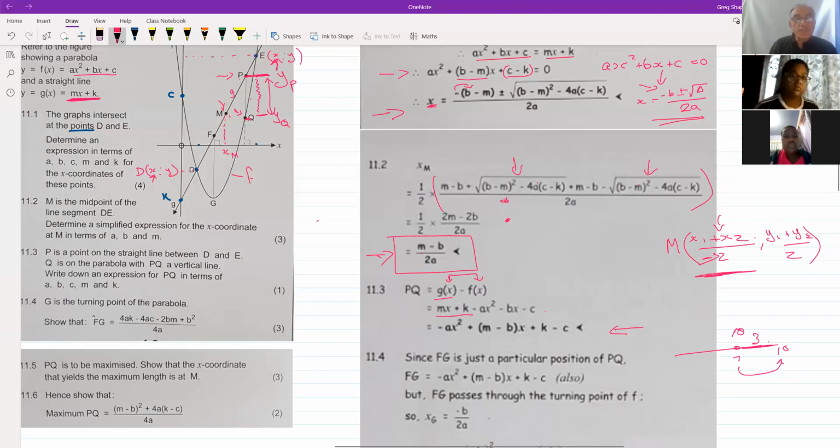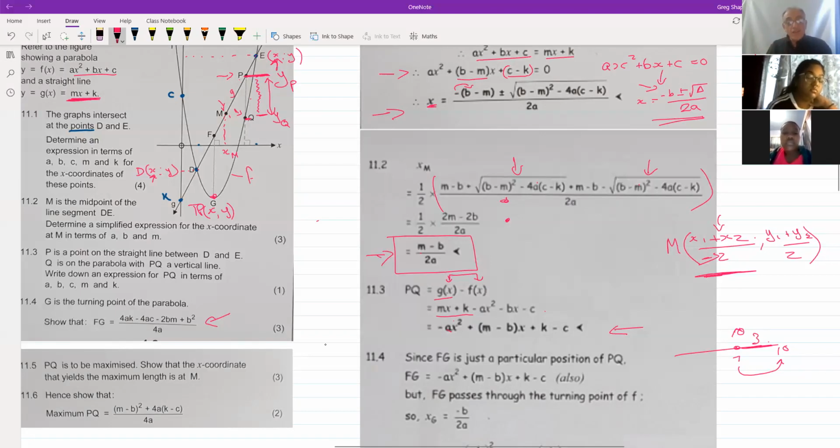11.4 says G is the turning point of the parabola. And that means this point over here is the x, y turning point. Show that FG is equal to this expression, 4AK minus 4AC minus 2BM plus B squared, all over 4A. And you look at this at first and you think, wow, how on earth am I ever going to make sense of this? I've never seen such a thing in my life. Okay, we're just going to think very carefully now.